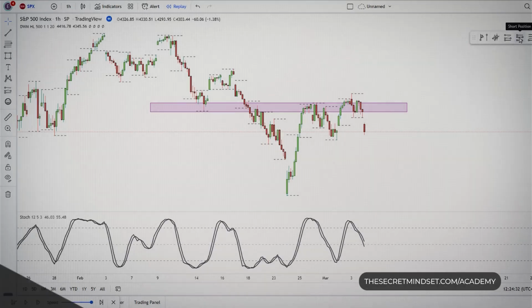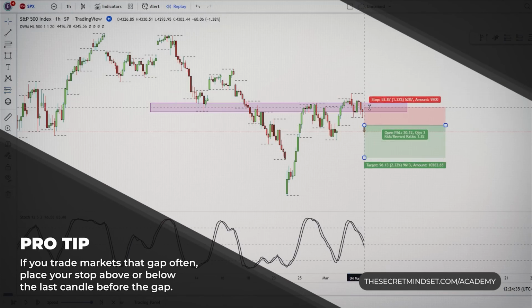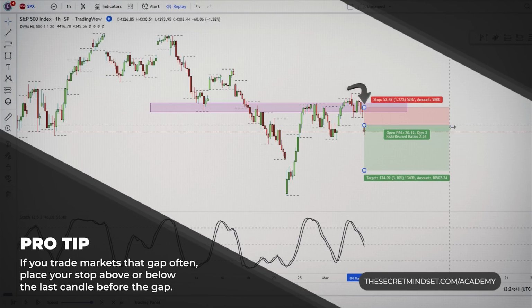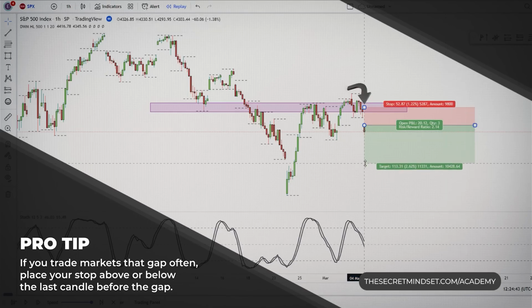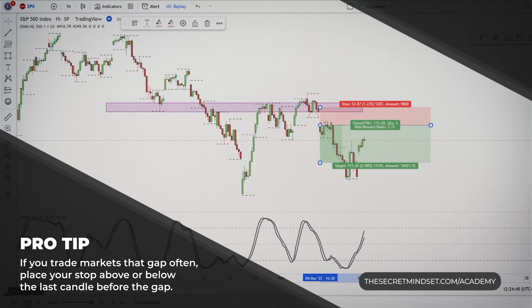If you trade markets that gap often, I advise you to place your stop above or below the last candle before the gap. In this case, it would be above this red candle, and we'll aim to gain double the amount we risked.